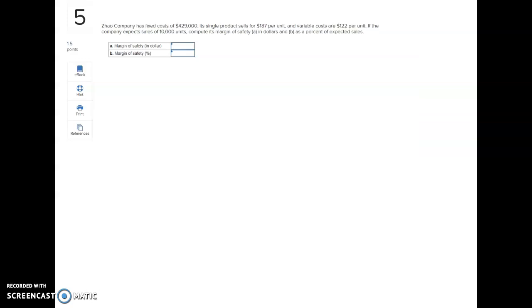All right. Question 5, margin of safety. You're not getting a lot of help from Connect. So you need to look on page 714 to see the formula. They give you the formula for the margin of safety percentage. For the margin of safety percentage, you take the margin of safety that you get in letter A and divide it by the expected sales. The margin of safety itself is the difference between the expected sales and the break-even sales.